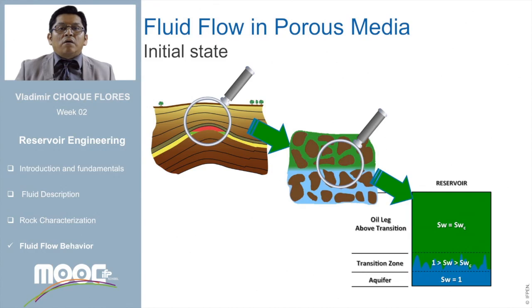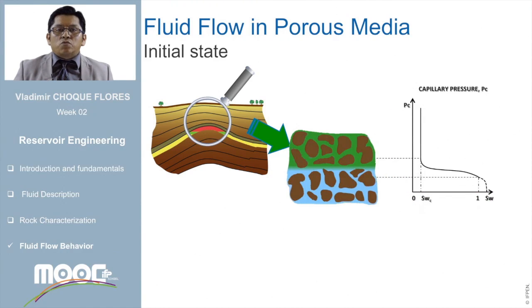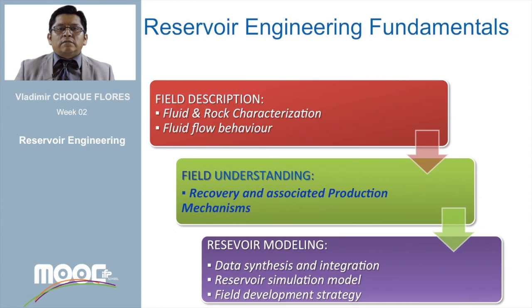The transition zone, where the water saturation evolves from 1 to connate water saturation, Swc. This evolution is estimated through the capillary pressure curve, knowing that the capillary pressure is defined as the difference between the oil and the water pressure. It is important to highlight as well that the water saturation will help us calculate the original hydrocarbons in place. In the next section, we will look at the recovery and associated production mechanisms of the reservoir.